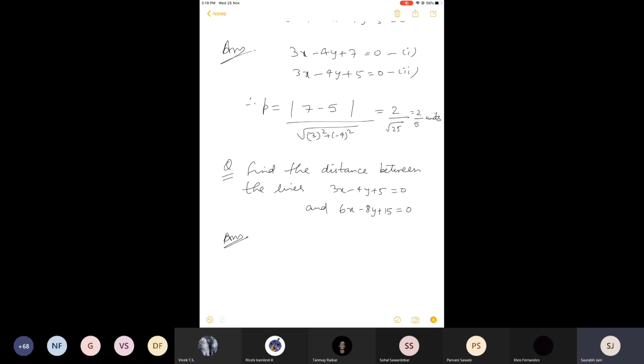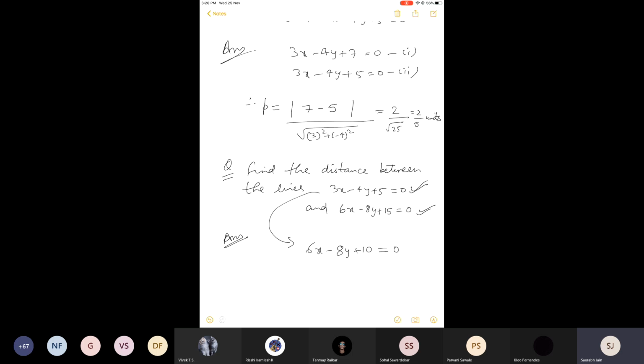First and most important thing, you need to equate the coefficients. Because see, in the first line you have 3x minus 4y, while in the next one it is 6x minus 8y. You can't use the formula directly. First you have to make the coefficients of x and y the same in both the equations. So what I can do, I can multiply the first equation by 2. Or someone can say that I will divide the second equation by 2. Ultimately, I need the coefficients of x and y the same in both the equations.